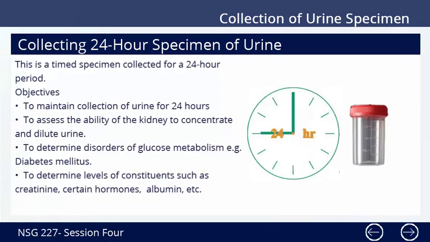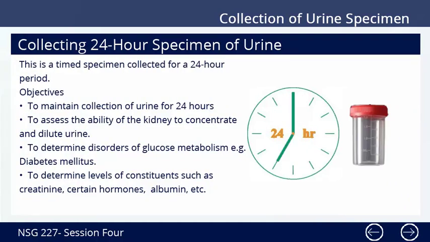C. Collecting 24-hour specimen of urine. This is a timed specimen collected for a 24-hour period. Objectives: to maintain collection of urine for 24 hours, to assess the ability of the kidney to concentrate and dilute urine, to determine levels of constituents such as creatinine, certain hormones, albumin, etc.